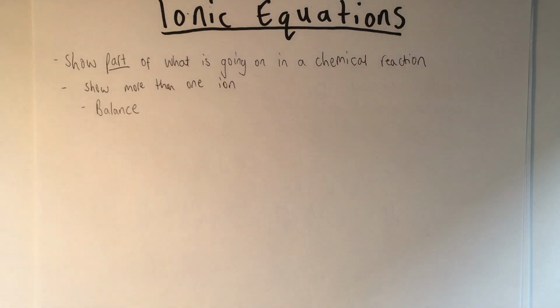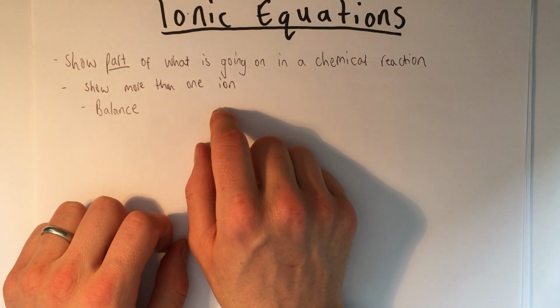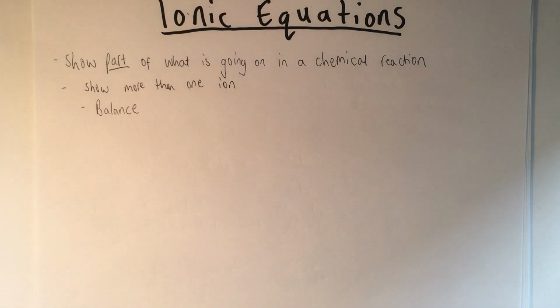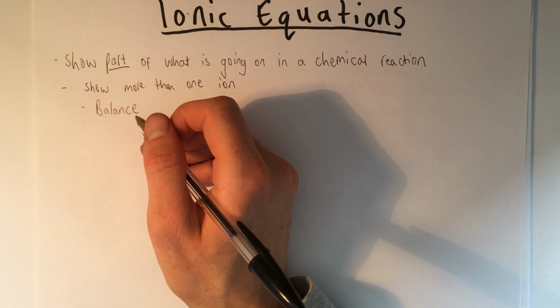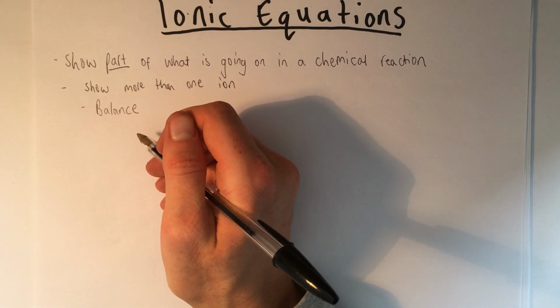Ionic equations don't show electrons, they show ions and they show more than one ion this time. I'm going to go through a couple of examples. Just as with half equations, we balance them, but the balancing is a little bit more straightforward because we don't use electrons to balance them.